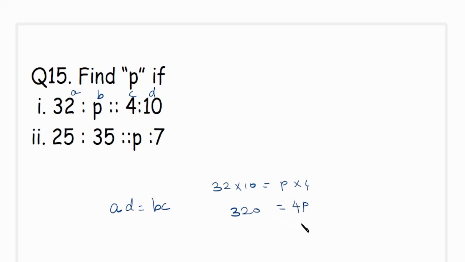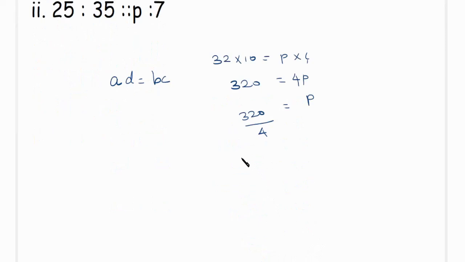To find P, the left-hand side is 320. The 4 can come to the left-hand side, and since it was a multiplication, you have to convert it to division by 4. So P becomes 320 divided by 4, which is 80, because it is 8 times. So you found the value of P.